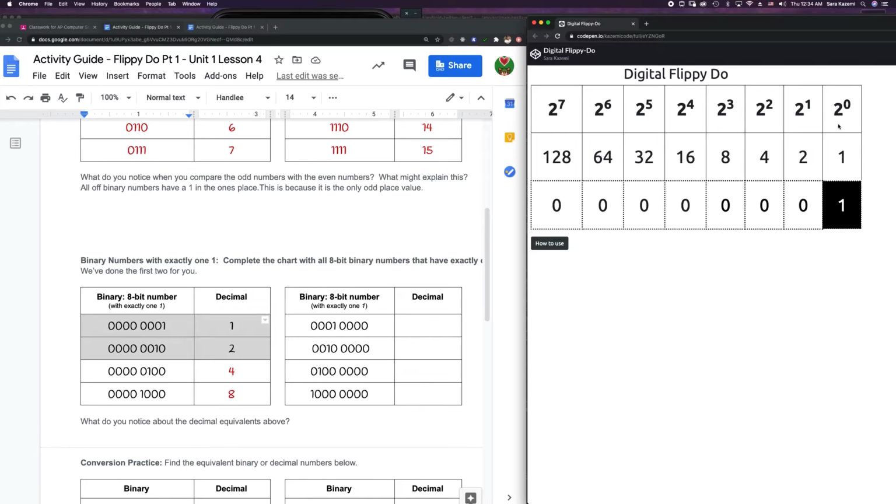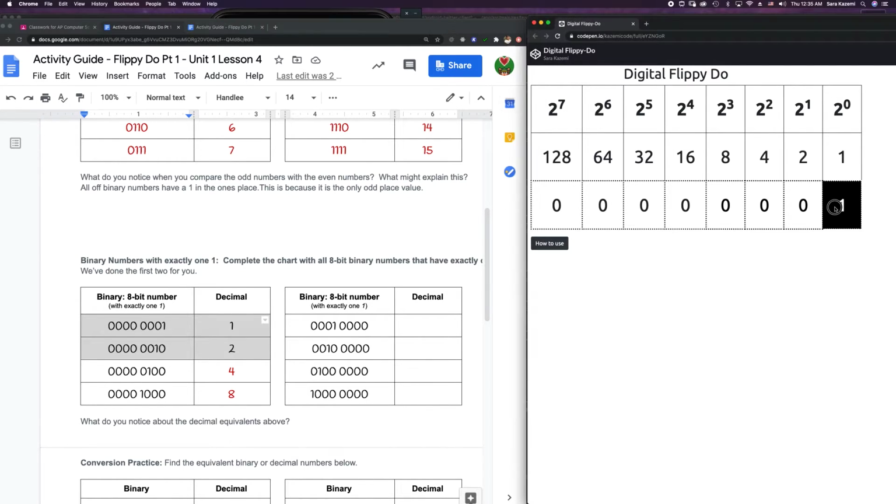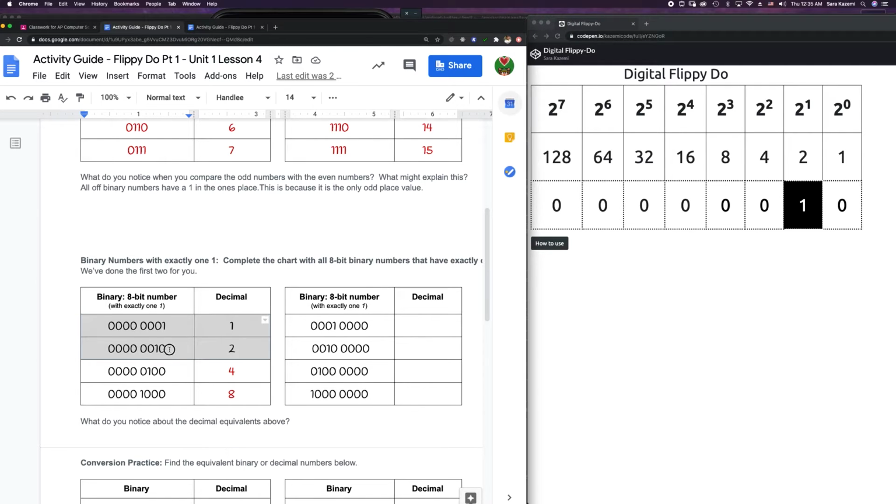What you'll do is just look at the place value that the 1 is under, and that's going to be the value. So the 8-bit number 00000001 is going to be equivalent to decimal value 1, which is what we have here. Now for the next number, we still only want to have one 1 in this entire number. So we'll unflip that one and just flip the next value. That is going to be equivalent to whatever the next place value is, which is 2. So our next value here, 00000010, is equivalent to decimal value 2.